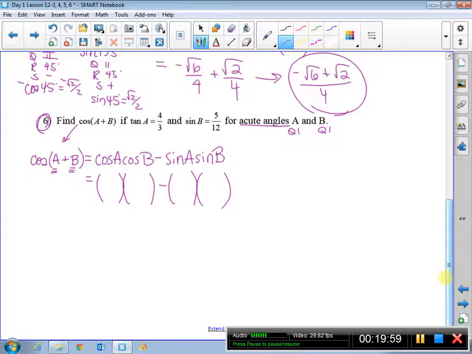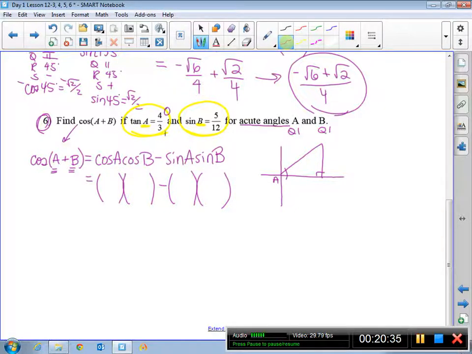But we do need these four values. So the other part of the problem is that we need to figure out the cosine of angle A and the sine of angle A and the cosine of angle B and the sine of angle B. So we're going to ask you to draw pictures. If the tangent of A is 4/3 and it's in quadrant 1, then angle A can be represented like this.